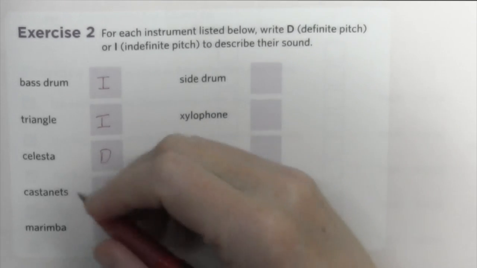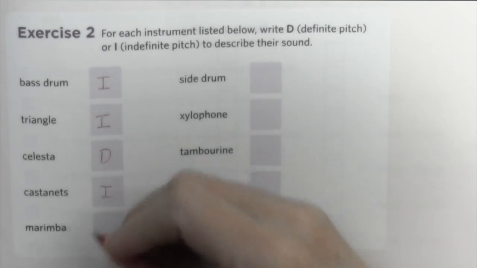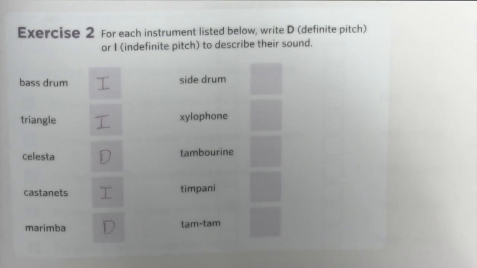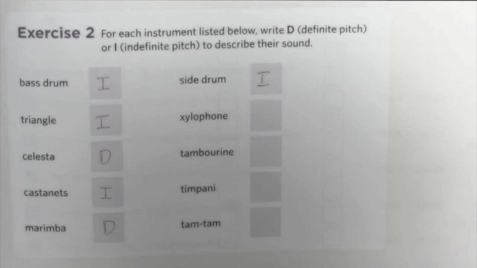The castanets is indefinite because it's like a tick, tick, tick, very much used in Spanish music. Very characteristic. Marimba is a definite pitch because this one is also a sort of vibraphone with a different sound, like celesta. Side drums, this is surely indefinite because it's like a tuk tuk tuk, like a drum. Yeah, all the drums are indefinite basically.